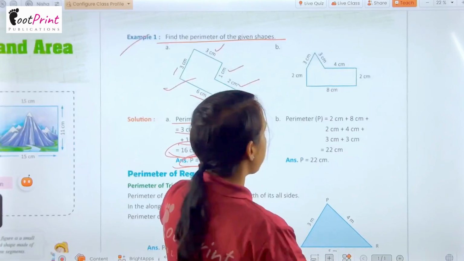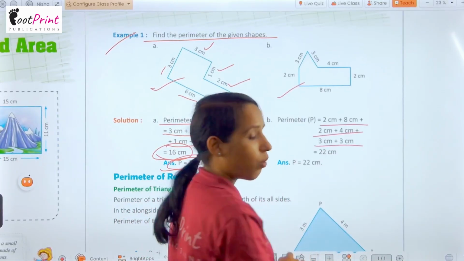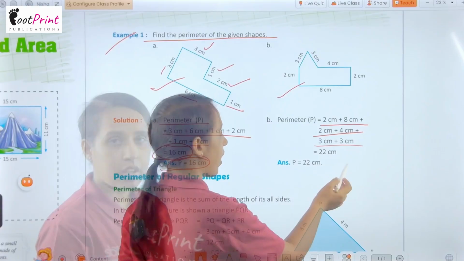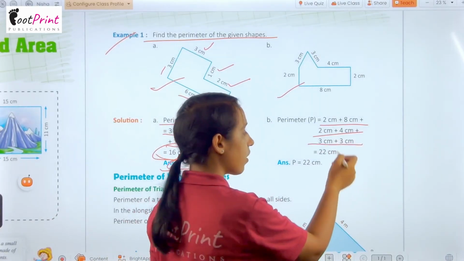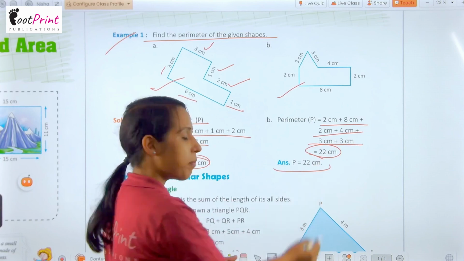In the same manner, here we have another shape and we have to add all the sides of this, and after adding all the sides we get 22 centimeter. That will be our perimeter.